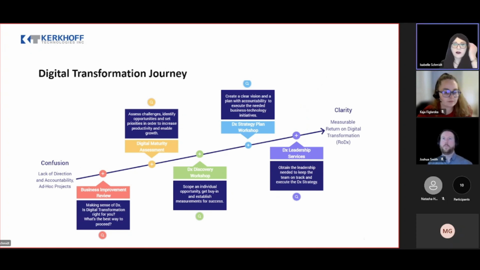All right, and as we noted, the business improvement review is the first step in the digital transformation journey. Making sense of digital transformation, is it right for you? And what's the best way to proceed to help your organization get from confusion to clarity?